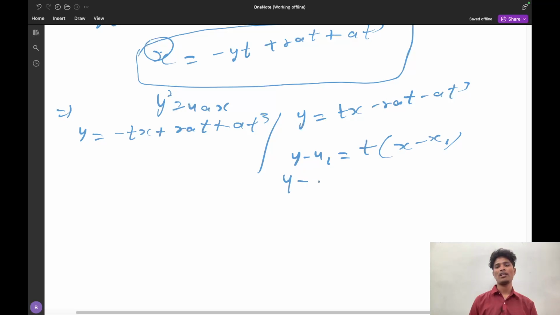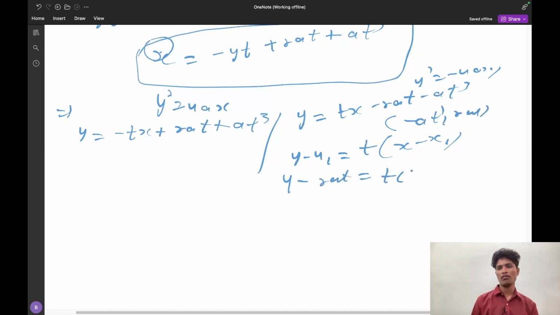If I substitute the values, what are the points of y square equal to minus 4ax? What are the parametric coordinates? The parametric coordinates are, I think, minus at square comma 2at. Yes, simply substitute this one. y minus 2at equal to t into x plus at square. What will you get? y minus 2at is equal to tx plus at cube. So y is equal to tx plus 2at plus at cube.